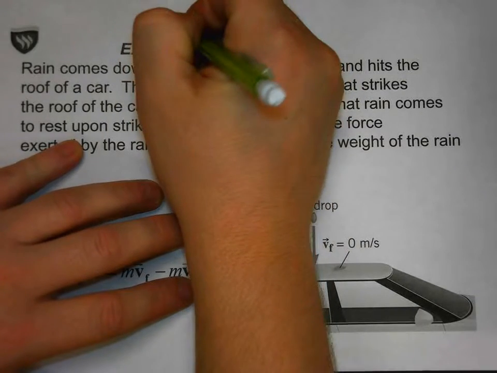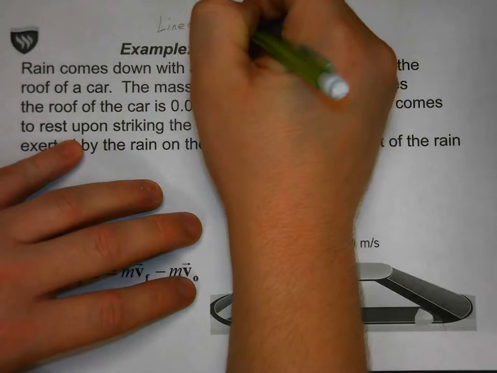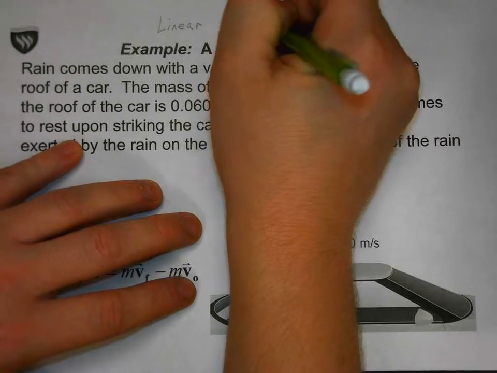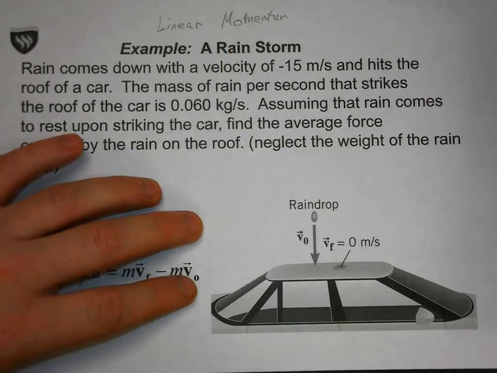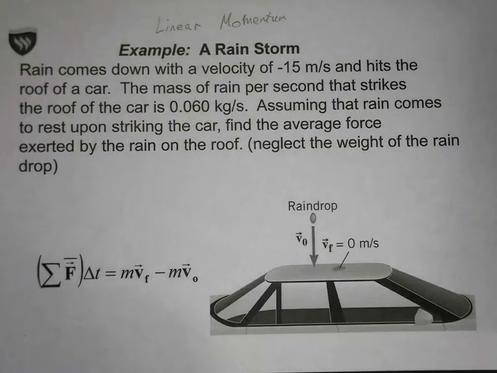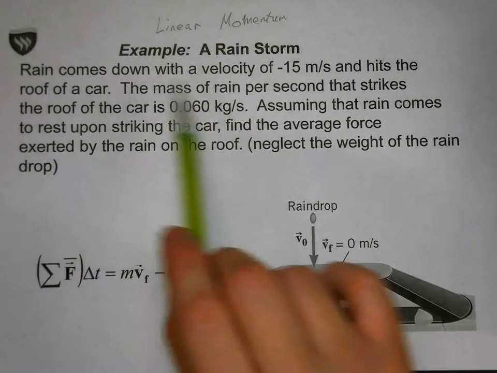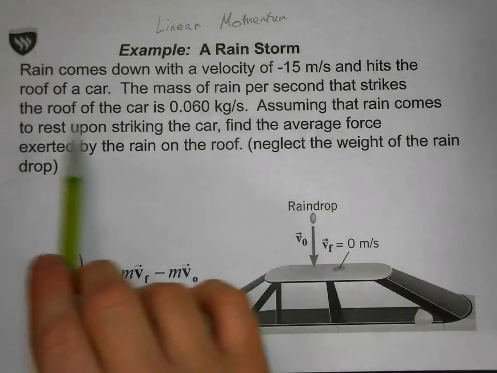Okay, we're here talking about linear momentum. And our first example involves a rainstorm. Rain comes down with a velocity of negative 15 meters per second and hits the roof of a car.